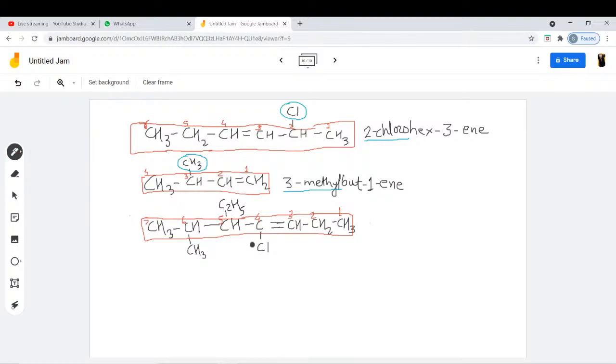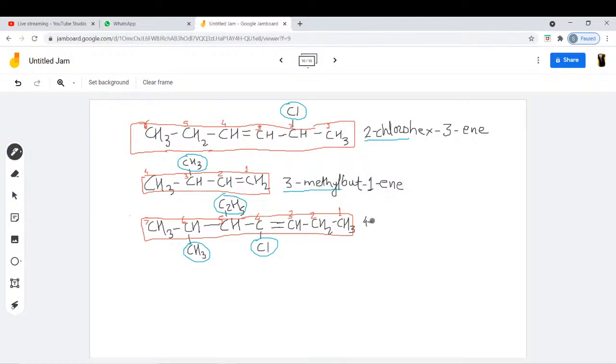So here there are three substitutions in total, 1, and here 2, and here 3. It's a chloro, so C, it's an ethyl, so E, it's a methyl, so M. So what comes first? In alphabetical order, C, then D, then E, then M. So first chloro, then ethyl, then methyl.